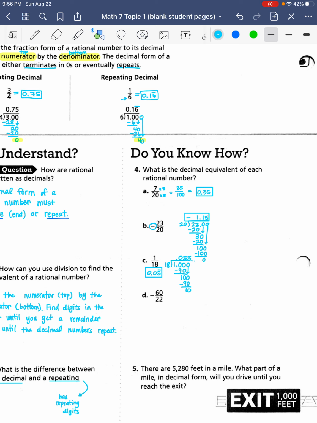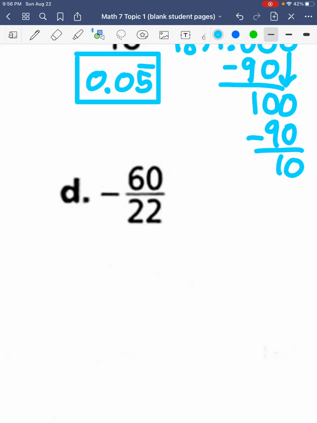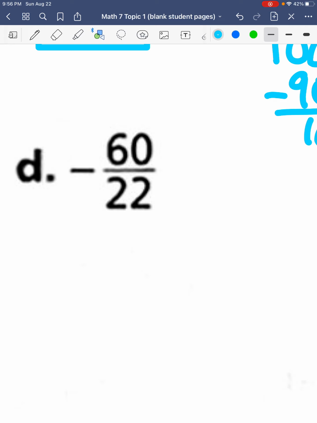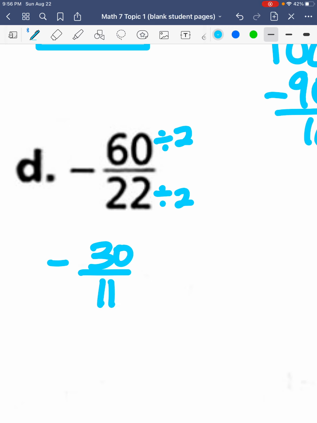Okay. And finally, number 6. Again, I have a negative number, but I notice that I have 2 even numbers. 60 and 22 are both even, so I'm going to try to reduce this. So I'm going to divide by 2 on the top and bottom, and I end up with negative 30 over 11. Okay, so I can't keep going, but these are smaller numbers. They're easier to work with.